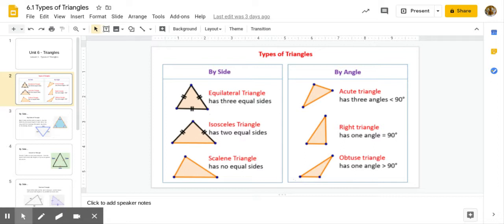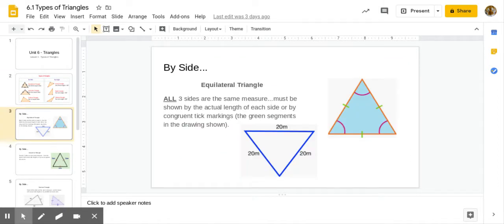Today, we're going to focus on classifying by sides. In the equilateral triangle, all three sides must have exactly the same measure. They must be shown by either giving the actual lengths of the sides or by the congruent tick marks. In this example down here, we have 20 meters, 20 meters, and 20 meters. Because all three are the exact same measure, we know that this is an equilateral triangle.